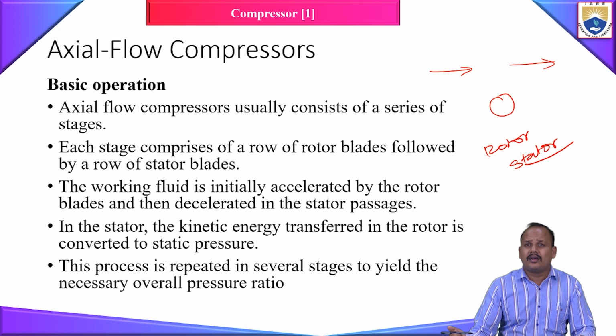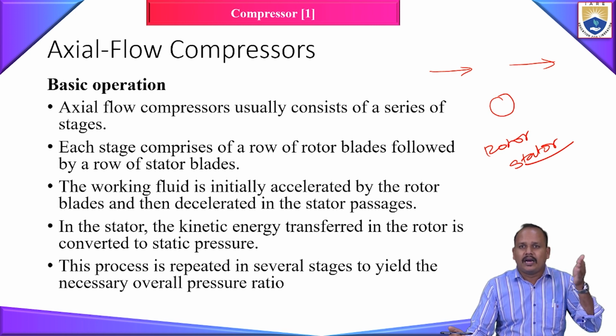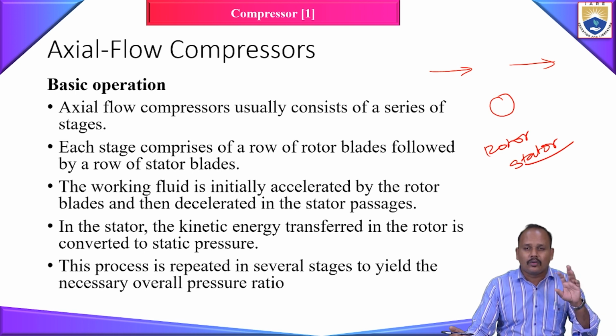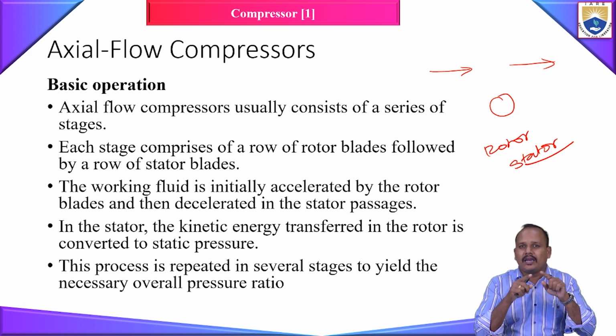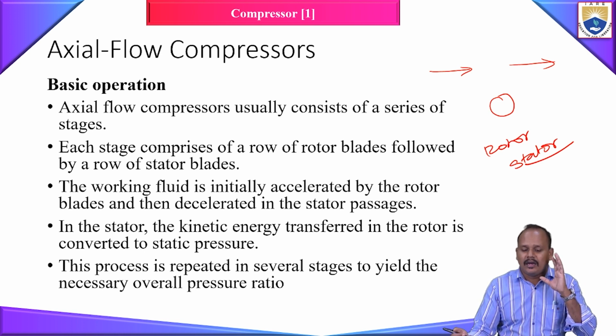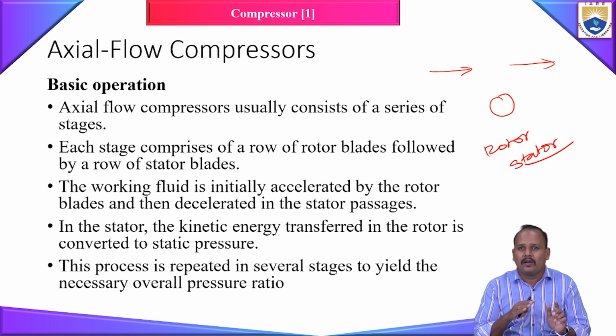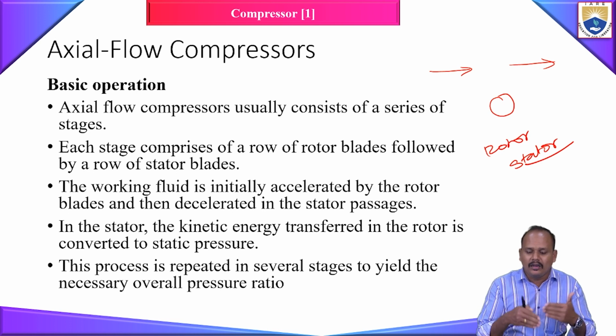What is the rotor and what is the stator? The rotor is basically a row of blades fixed along the circumference, which is going to rotate. And the stator is once again a row of blades fixed along the circumference or periphery of your shaft, which is basically immovable, they are fixed. Your stator blades will not move, whereas your rotor blades will rotate.